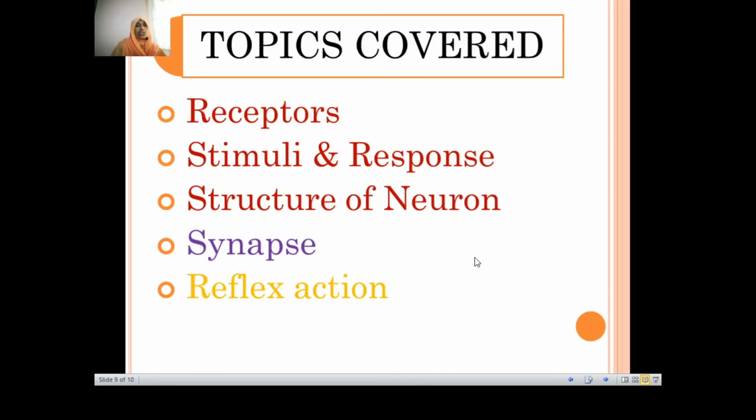Now let us summarize what we have done today. We have talked about why the nervous system is required and how things are controlled with respect to responses from the environment. These responses are in the form of stimuli, which can be external or internal, and what the basic unit of the nervous system is, what components make up the neuron, and how these neurons transmit information from the place where it is received to the place where it is going to respond.